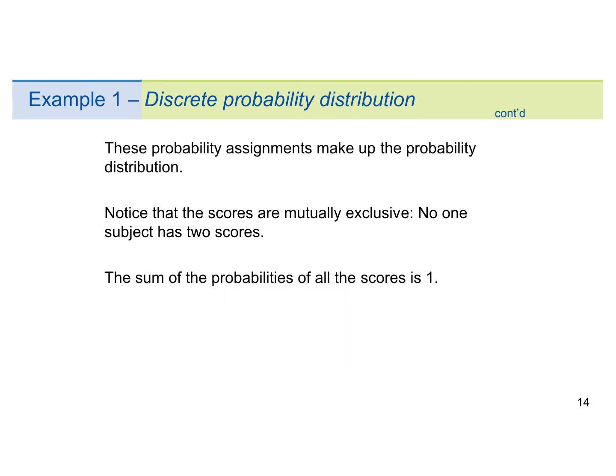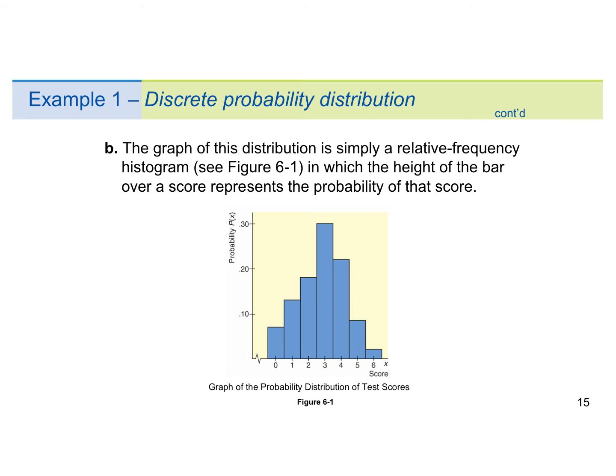These probability assignments must make up the probability distribution. Notice that the scores are mutually exclusive. Nobody can get 2 scores. So therefore, you can ask a simple question: what is the probability of getting a 5 or a 6? Well, guess what? And we proved that they add up to give you 1.